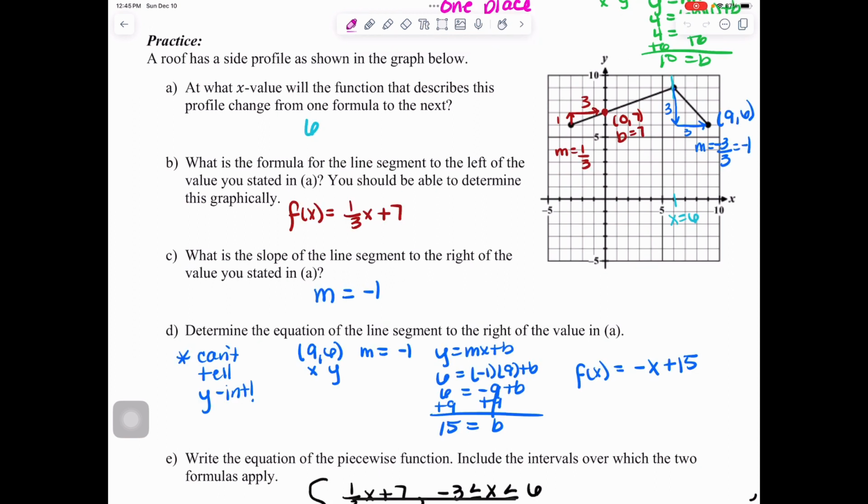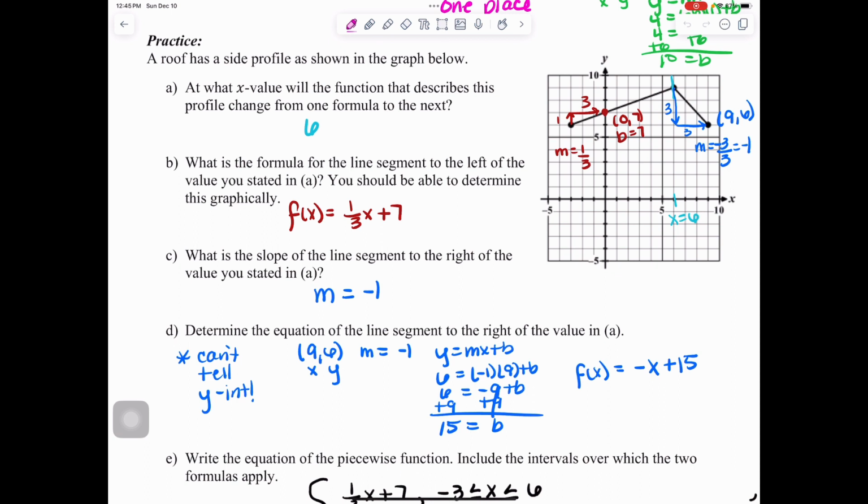Okay, now that you had a chance to try it, let's go over it. It says a roof has a side profile as shown below. First question, at what x value will the function that describes this profile change from one formula to the next? So this is just trying to get you to practice to find the different places where you split up your domain. That's going to happen at x equals 6. You can see I marked it there with the same color. That's kind of where the turning point happens.